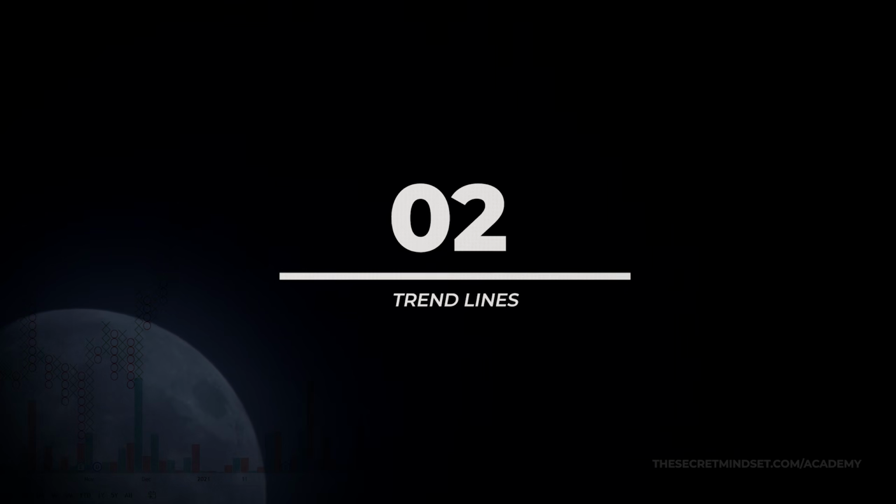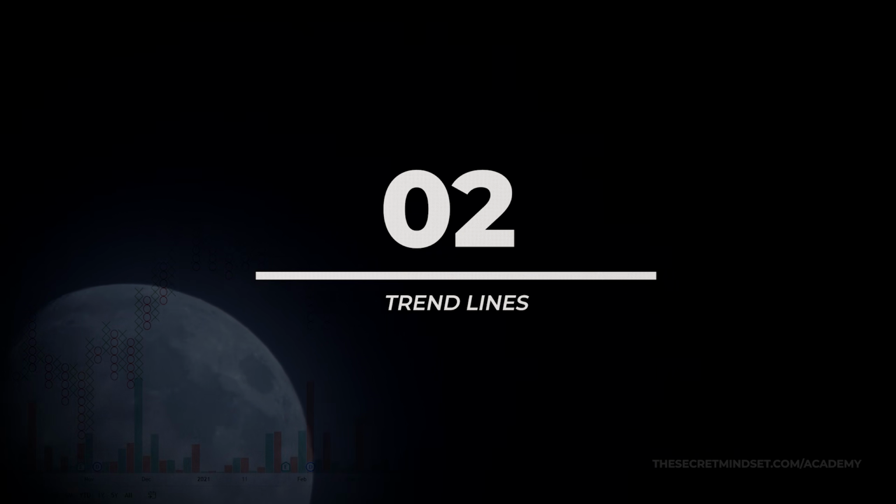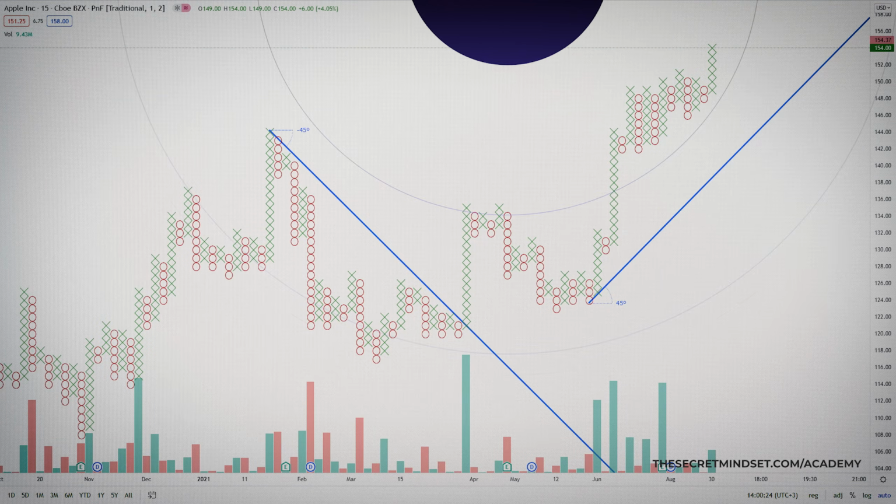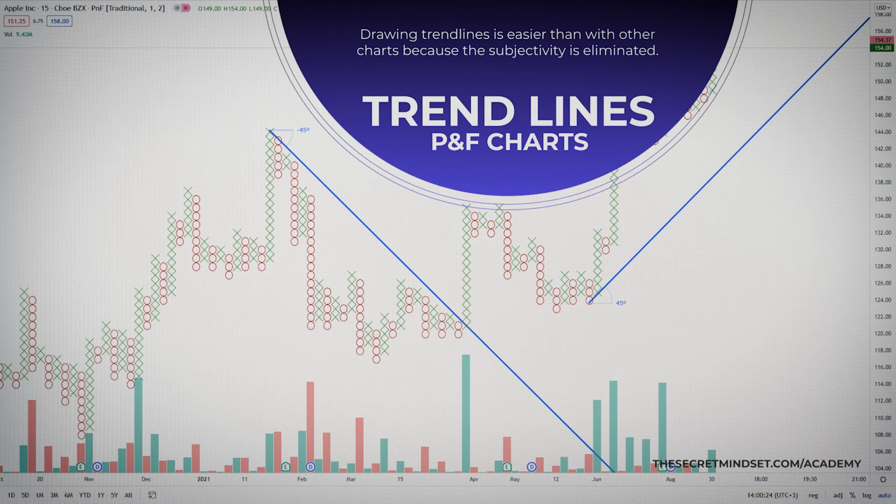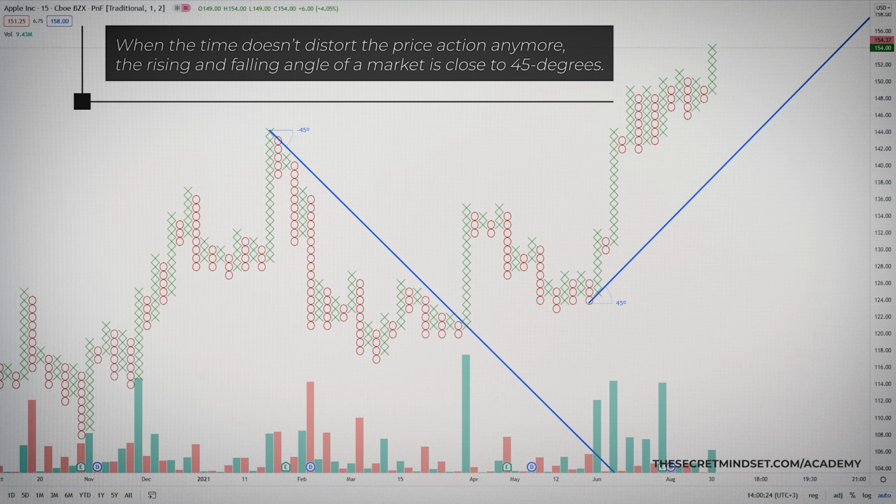Trend lines are very important in point-and-figure analysis. With point-and-figure charts, drawing trend lines is easier than with other charts because the subjectivity is eliminated. According to the point-and-figure theory, when the time doesn't distort the price action anymore, the rising and falling angle of a market is close to 45 degrees.